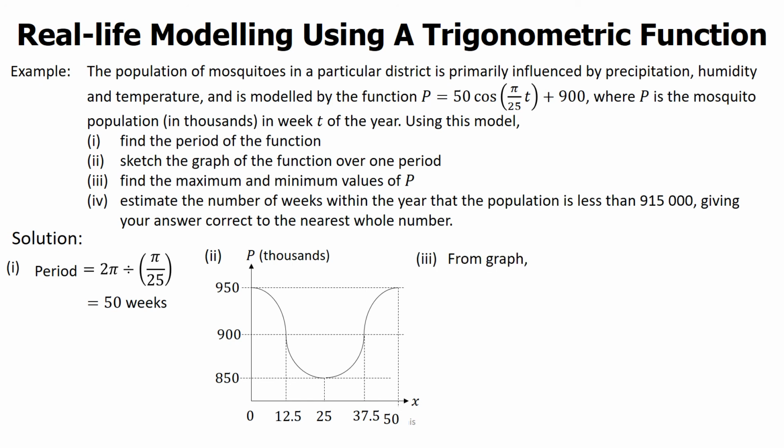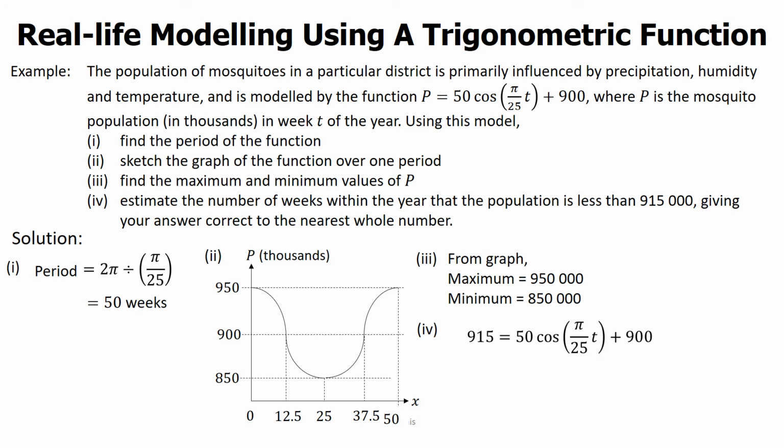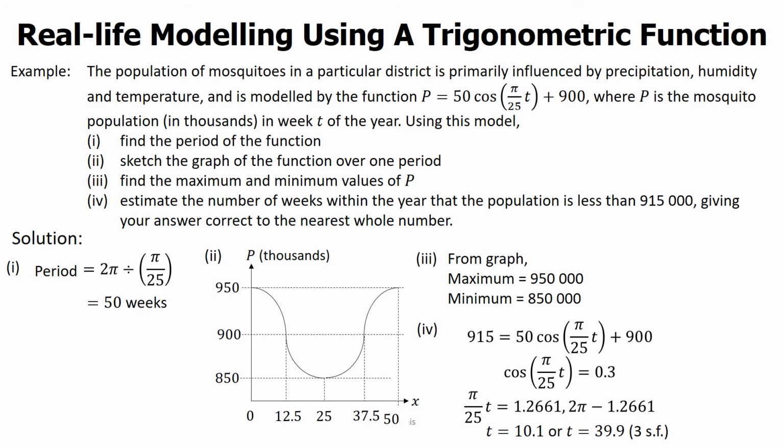Then to answer number 3, from the graph you can see maximum is 950,000, minimum is 850,000. Number 4, now we can estimate the number of weeks. Just substitute, the p is 950. 915 equals 50 cosine pi over 25t plus 900. Then you solve this equation. We get t will be 10.1, or t equals 39.9. Answer to 3 significant figures.